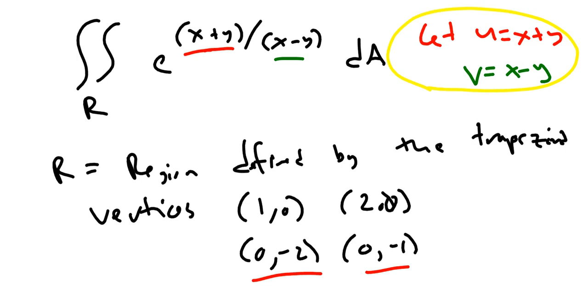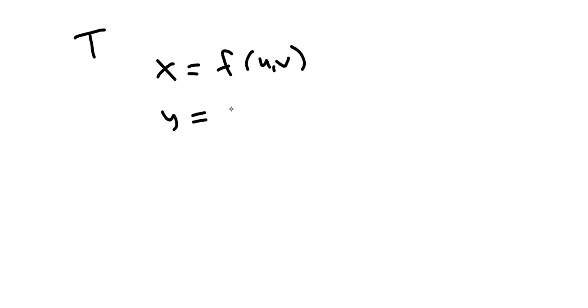If you think about our prior videos about the Jacobian, we always had this transformation T where x equaled some function of u and v, and y also equaled a function of u and v. And so I'd like to do the same thing here.